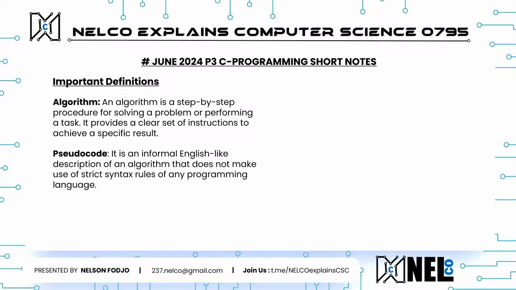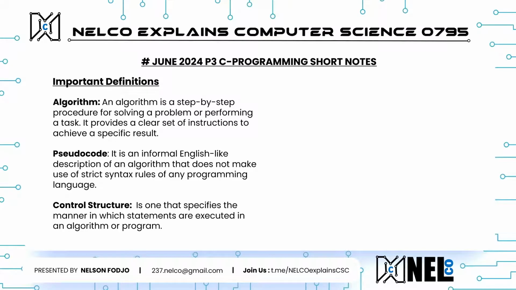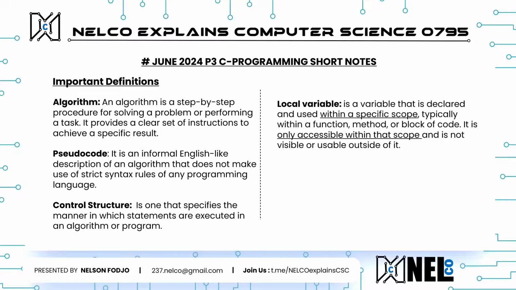Next, we have a pseudocode. It is an informal English-like description of an algorithm that does not make use of strict syntax rules of any programming language. The control structure is one that specifies the manner in which statements are executed in an algorithm or any program. We have control structures like the iteration control structure, the selection control structure, and the sequential control structure. We're going to look at that in other videos.